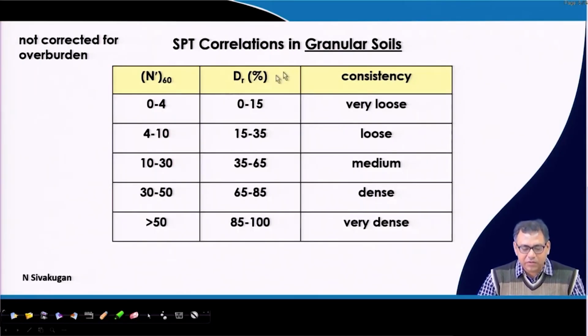Similarly, for granular soil also you will get it. Again, this is the corrected N value, but the correction is not applied for overburden pressure. So, from 0 to 4 is very loose, greater than 50 is very dense, 30 to 50 is dense, and the corresponding relative density RD you will also get for granular soil.